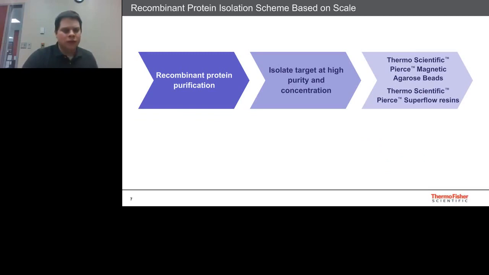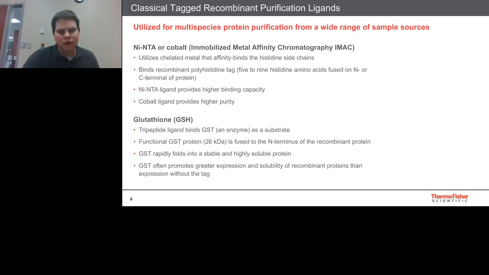So in the first half of this presentation, I'll be focusing on affinity purification of recombinant expressed proteins, sharing data on our magnetic agarose beads and our superflow resins. Some common affinity purification strategies include immobilized metal affinity chromatography, or IMAC, for binding polyhistidine tags, and immobilized glutathione, or GSH, for binding GST fusion proteins.